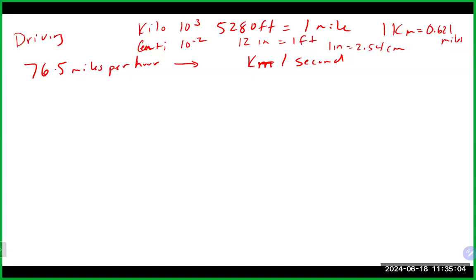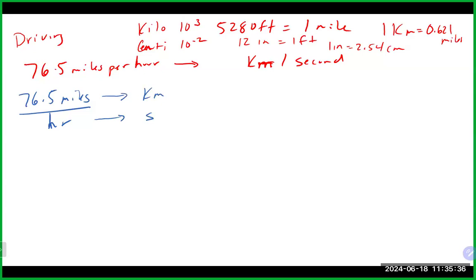First off, when we have 2 units, like something per something, like miles per hour, that is basically a fraction. Basically we have 76.5 miles over an hour, right? So in 1 hour, we're going to travel 76.5 miles. So we have 2 units here, and we want to change both of these units, one into kilometers and one into seconds.